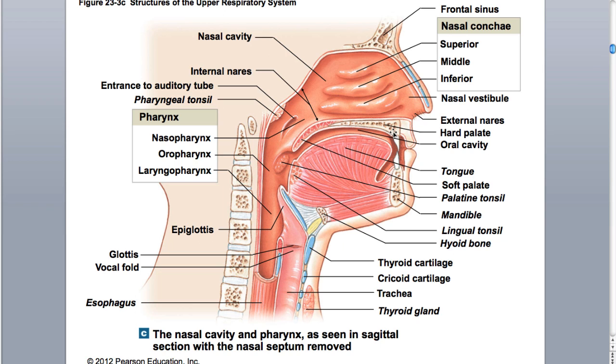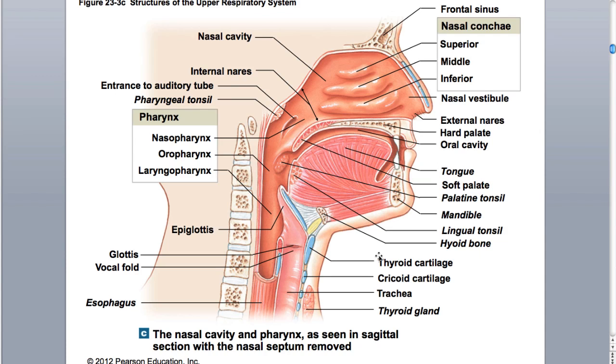And here's that story about the hard palate and soft palate. Again, I said that it's important to see it in picture form. So here's your hard palate, and followed right behind in the back by the soft palate. Okay. Then we have the oral cavity, the tongue. We have our tonsil in the back, the palatine tonsil in the back. That's often what gets infected easily. Then we have our bone structure, the mandible. We have our lingual tonsil in the back, our hyoid bone that we've already learned about.